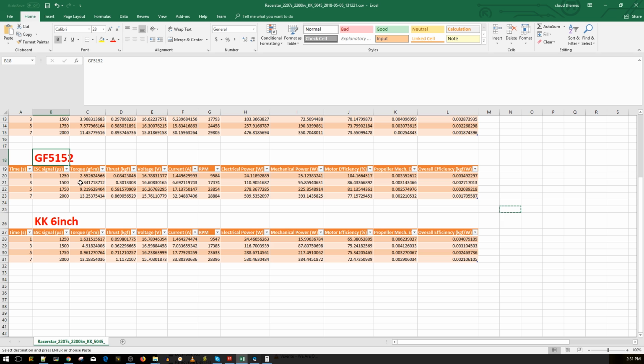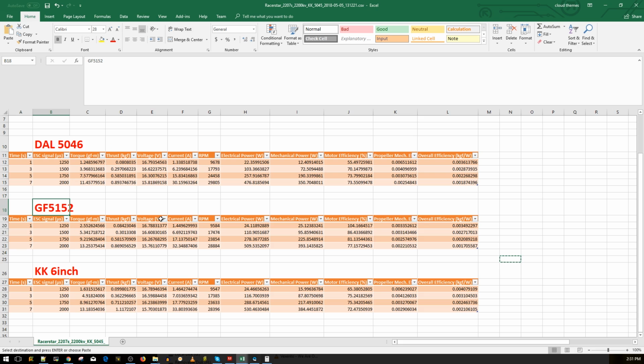Now let's go to the GemFan 5152. And this is a 5.1 inch prop, if you guys don't know that. So it's a little bit bigger than the 5 inch props up here. So let's see if it makes a difference at all, or if we just reduce efficiency here, because it seems like we're actually reducing efficiency. Because one thing, we're getting less thrust than the 5046 up here. And this is a 5152. It even has a higher pitch. So we're losing thrust with the 5152.